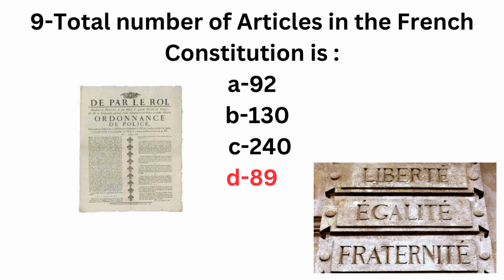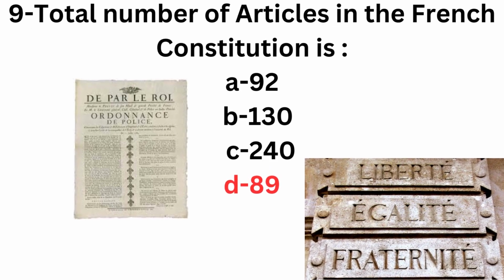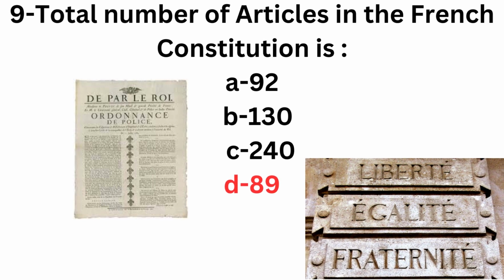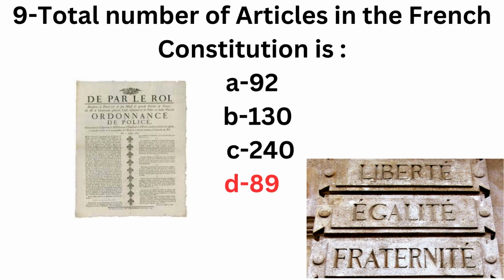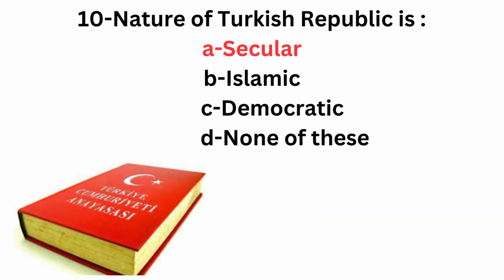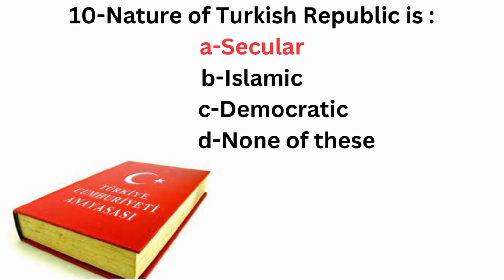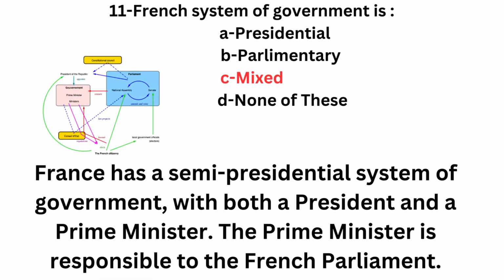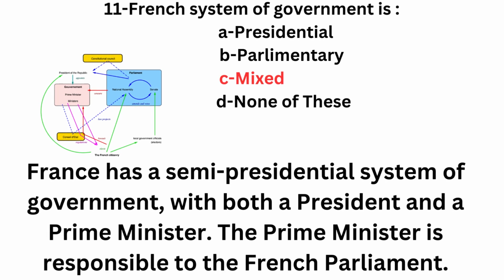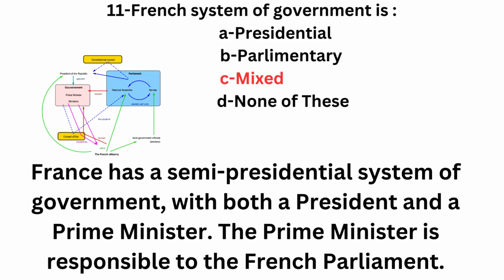government. Next one is: total number of articles in the French Constitution is. It is option D, 89, and France is a leading European country. Next one is: nature of the Turkish Republic is. It is option A, secular. Next one is: French system of government is. Option C, mixed. In France there is a semi-presidential system of government with both a president and a prime minister, and the prime minister is responsible to the French parliament.